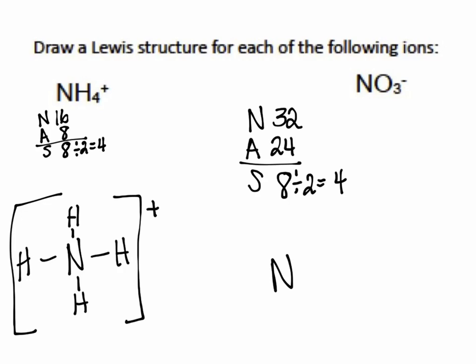So we have nitrogen, oxygen, oxygen, and oxygen. And we have 1, 2, 3, and I need 1 more bond. Where y'all want to put it? Up top right here. And then we fill it out to make everybody have the electrons that they need.